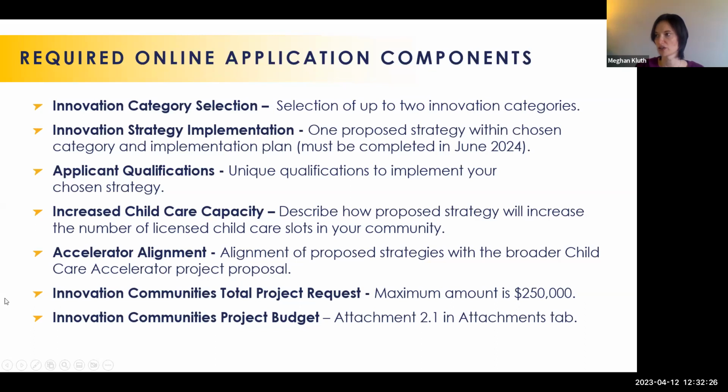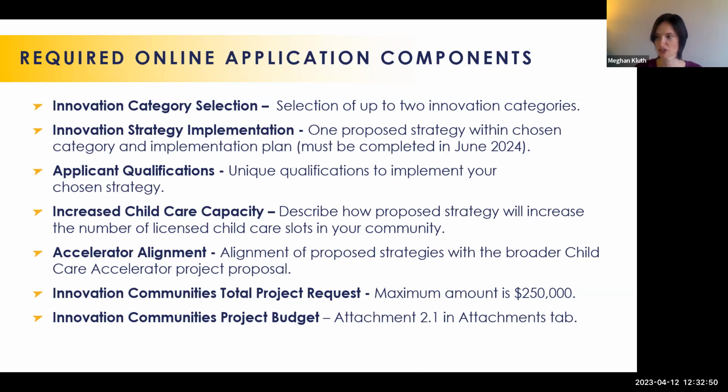So the questions that you'll see if you look at the Innovation Communities tab in the Kansas Common App are these: you'll select up to two innovation categories from a dropdown. You'll explain your proposed strategy within those categories. You'll talk a little bit about why you think it's a good fit for your community and how you're qualified.